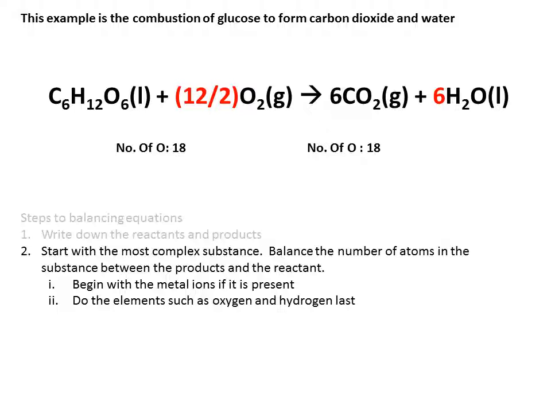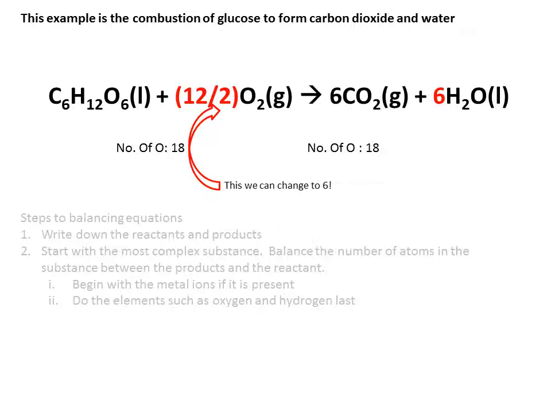And then we leave the oxygen till last, and now we balance out the number of oxygen atoms. And as you can see here, we add 12 divided by 2, and the reason we've got 12 divided by 2 is because oxygen is a diatomic molecule, so there are 2 of them. So we need to take that into consideration. So we have 12 plus 6 from the glucose gives us 18, and that balances out with the 18 on the product side of the reaction. So again we add the new coefficient in front, and we've got the same number of oxygen atoms. We can change this to 6 because 12 divided by 2 is 6.